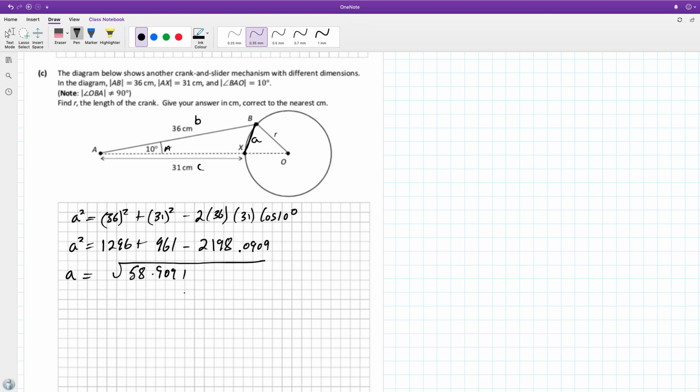We're all happy with 7.675? So we know A is 7.65222. Right. What are we going to do with that?